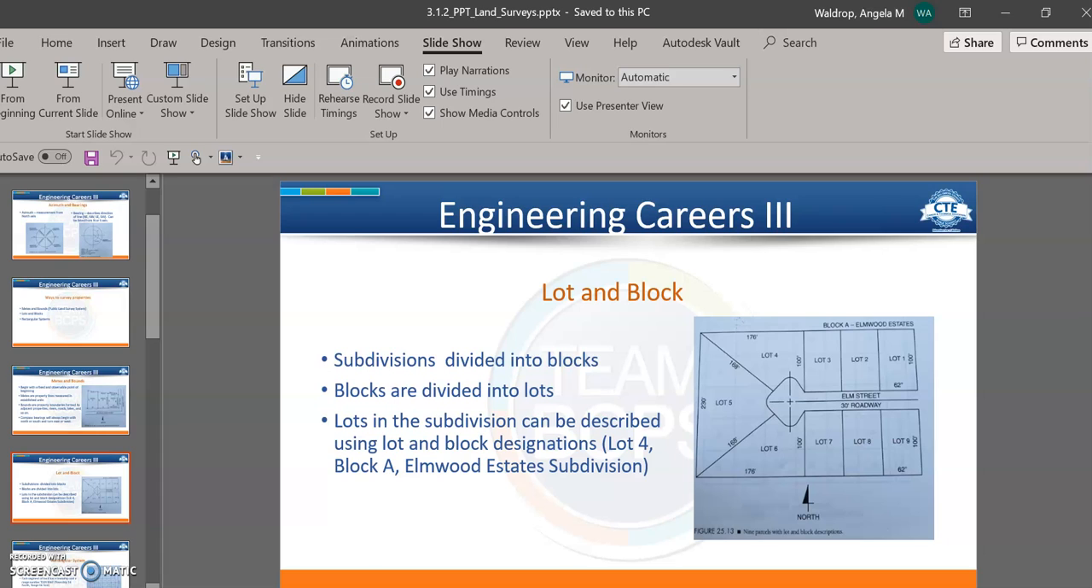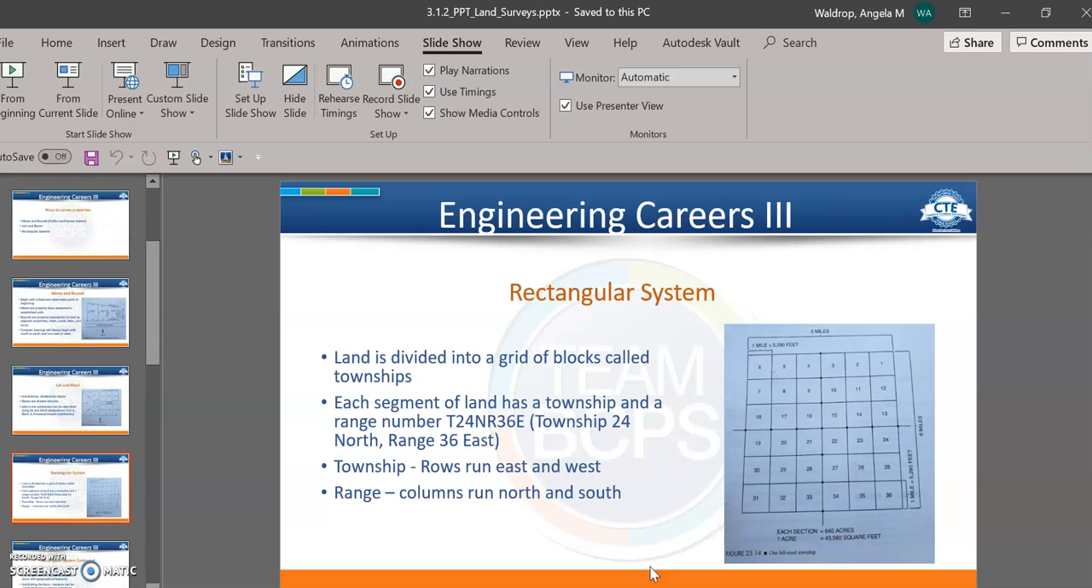Here is the second way, which is lots and blocks. In this case, subdivisions are divided into blocks, and the blocks are divided into lots. The last example of surveying is the rectangular system. Here, each segment of land has a township and a range number. This would be very useful for cities where properties tend to be a bit smaller.